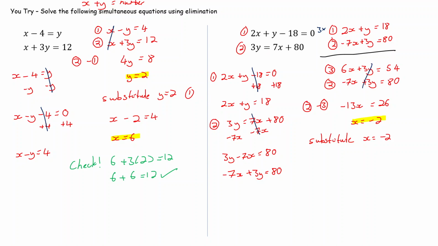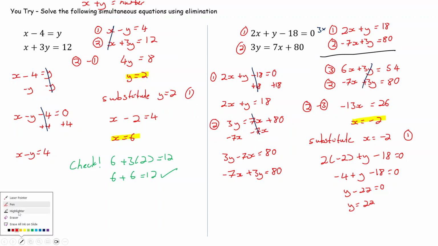Again it's a choice here. It can be any of these, it doesn't make a difference at all. Let's go for equation number 1, written in this way. So 2 times my x value minus 2, add y, minus 18 is equal to 0. So 2 by minus 2 is equal to minus 4, add y minus 18 is equal to 0. Minus 4 minus 18 is minus 22. So I've got y minus 22 is equal to 0. Add on that 22 to both sides. So y is equal to 22. So that is my second solution.